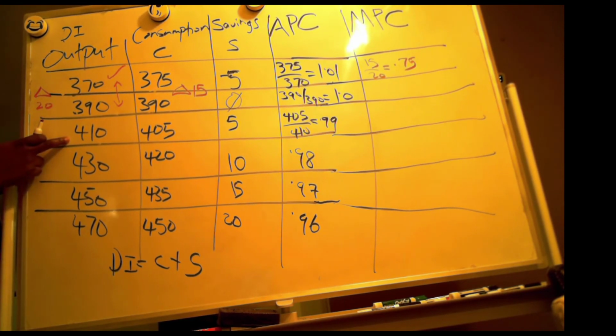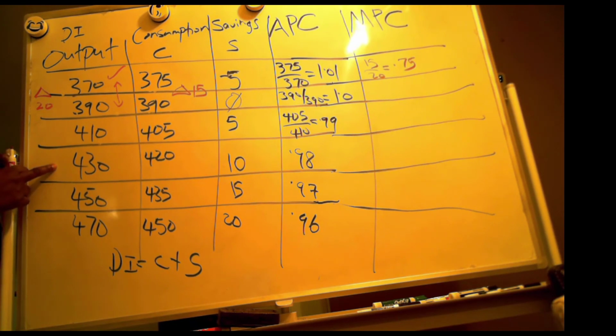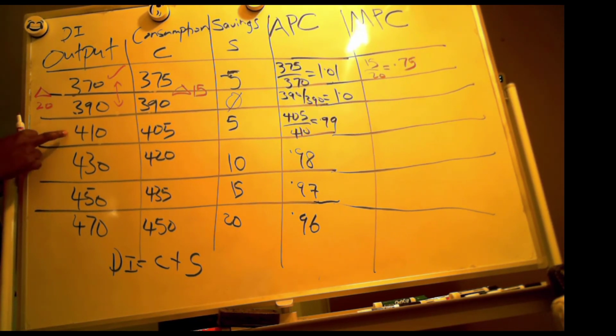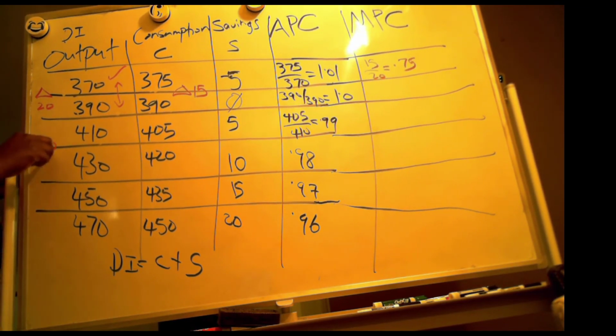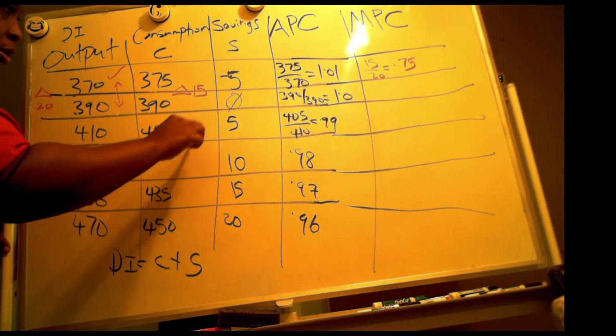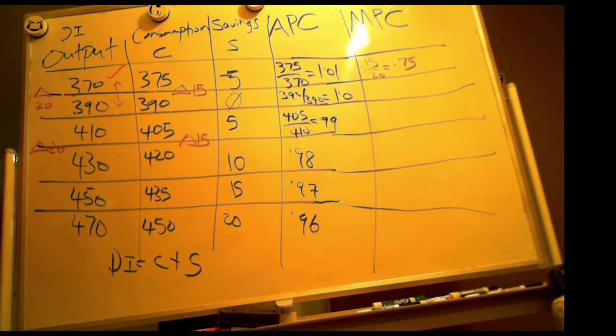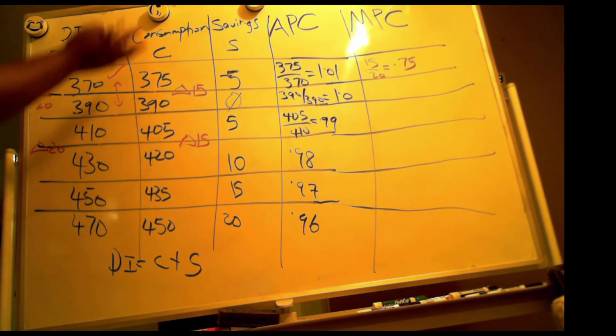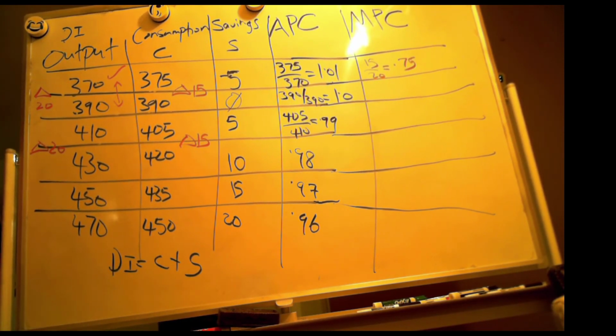You used to be 410, now you're 430. I just skipped a couple, it doesn't matter. You can practice this on your own. So from here to here, your change in income, 20. How much did your consumption change? 15. It just so happens in this example, all the changes are the same, just to make it simple. But the point is, this is measuring the MPC, the change in your consumption before your income changes.